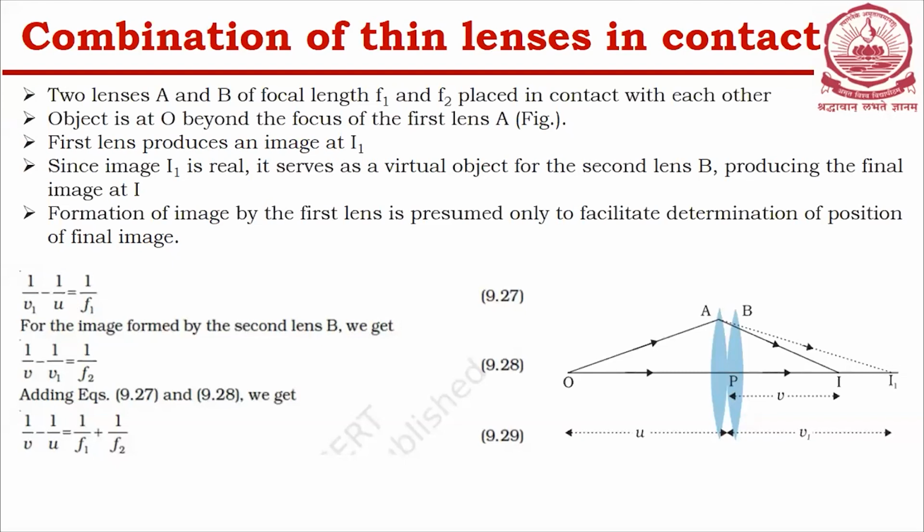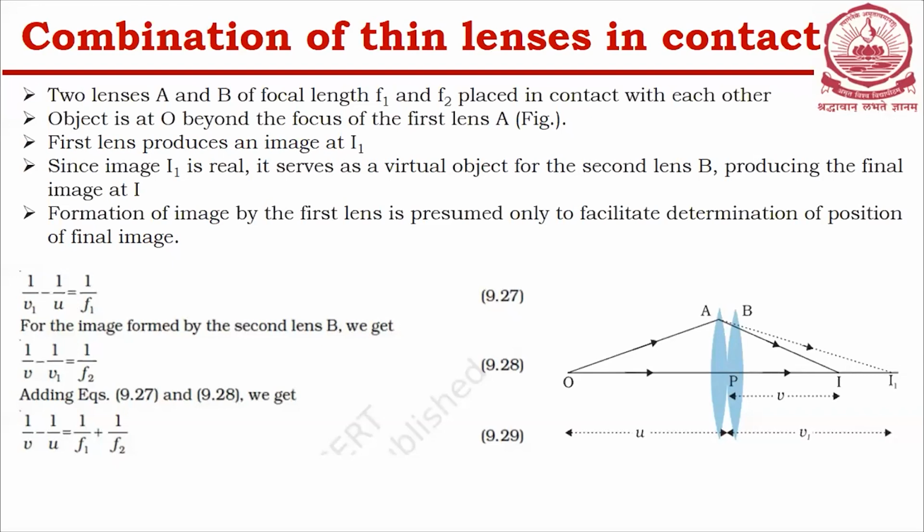Even if you come to the laboratory and see a simple compound microscope, even in the eyepiece itself there are two lenses. The lens which is closer to your eye is called the eyepiece, and the lens which is closer to your object is called the objective lens. So it will be a combination of lenses. It's not a single lens. That depends on your requirement.